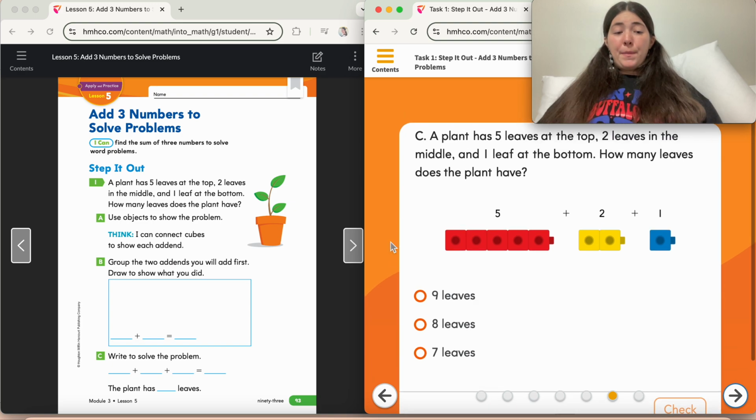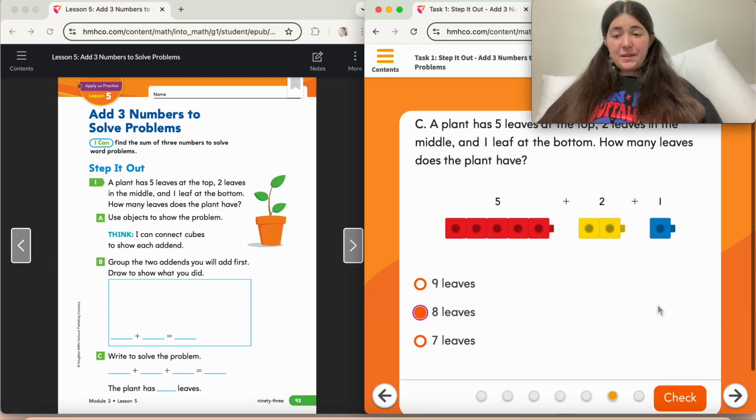Now, it says a plant has 5 leaves at the top, 2 leaves in the middle, and 1 leaf at the bottom. How many leaves does the plant have? Here we are going to write 5 plus 2 plus 1 equals 8. So one more time, that is 5 right here, plus 2 plus 1 equals 8.